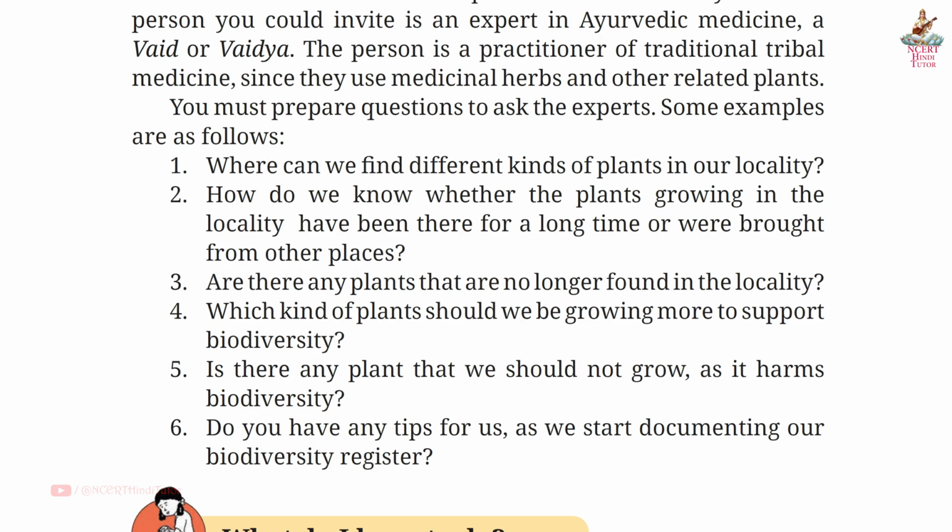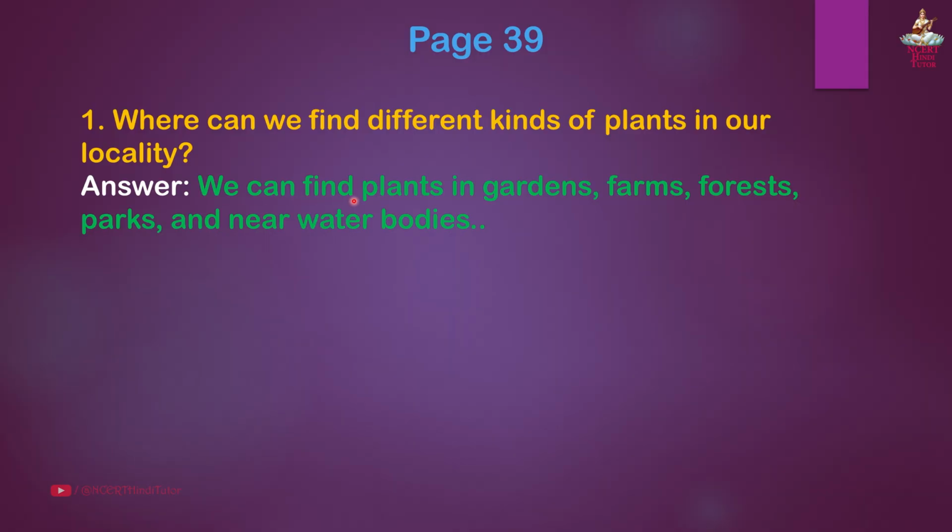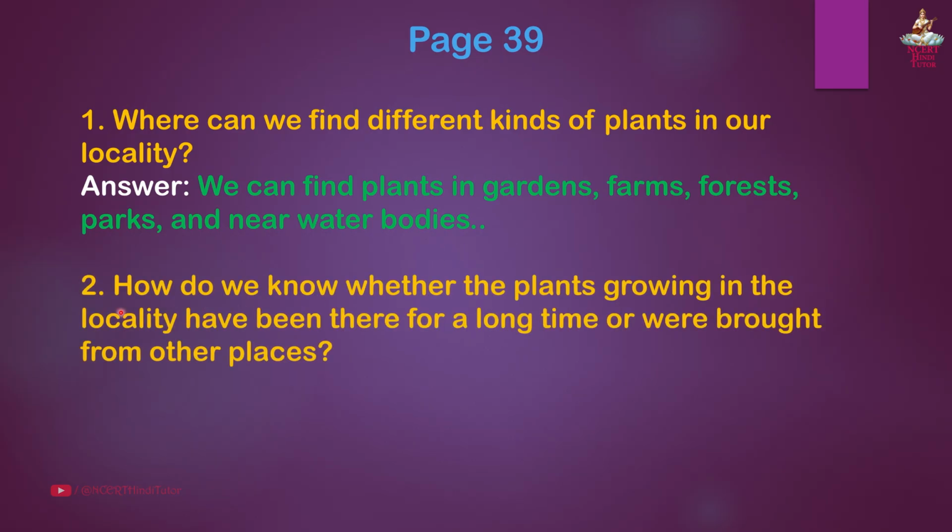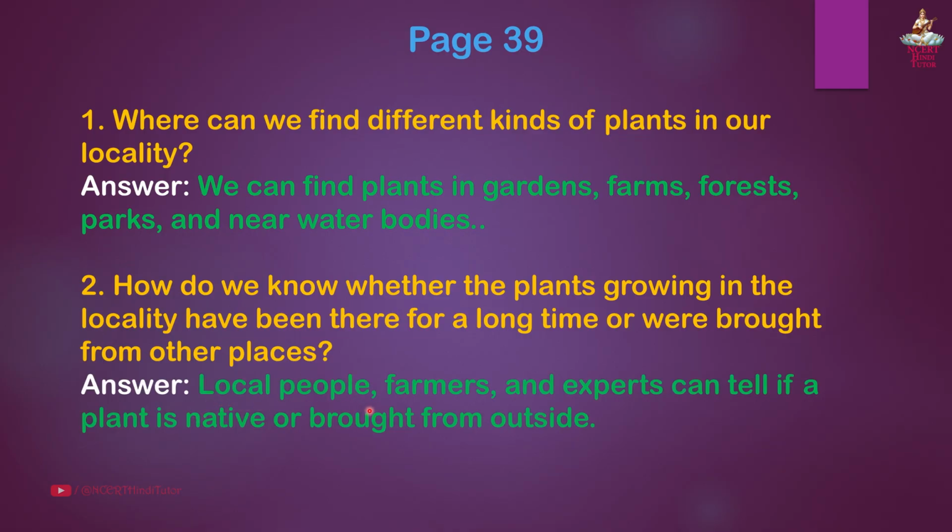Page 39 questions. Where can we find different kinds of plants in our locality? Answer: We can find plants in gardens, farms, forests, parks and near water bodies. Question 2. How do we know whether the plants growing in the locality have been there for a long time or were brought from other places? Answer: Local people, farmers and experts can tell if a plant is native or brought from outside.